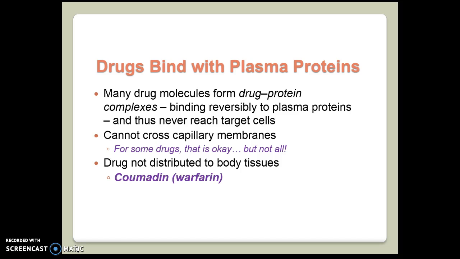And a lot of the time, those drug molecules are going to form drug-protein complexes, and they bind reversibly to plasma proteins and never quite reach the target cells. When they're bound, they cannot cross capillary membranes. Okay? And worst case scenario, it may not be distributed to the body tissues.